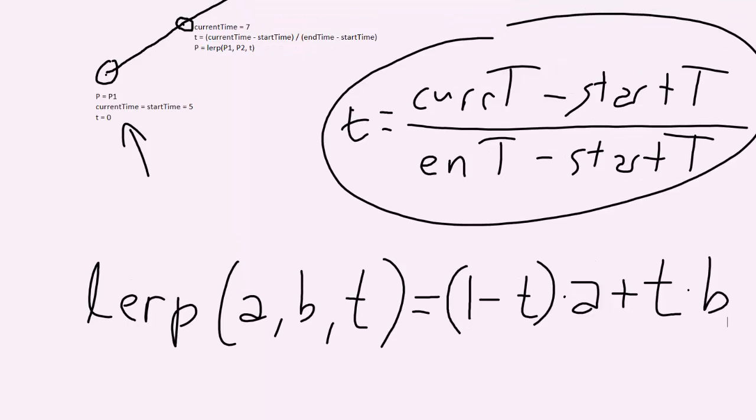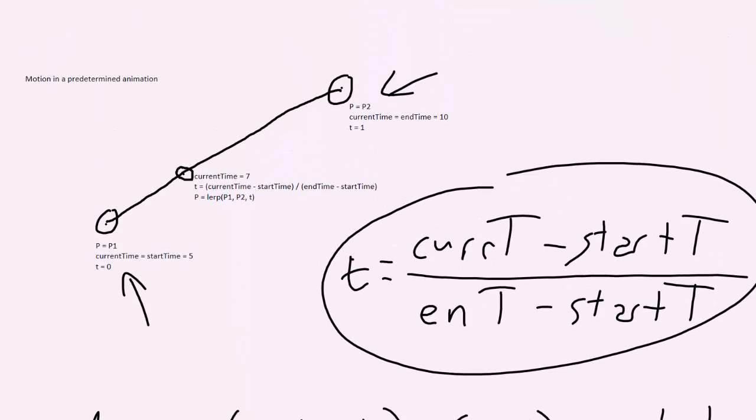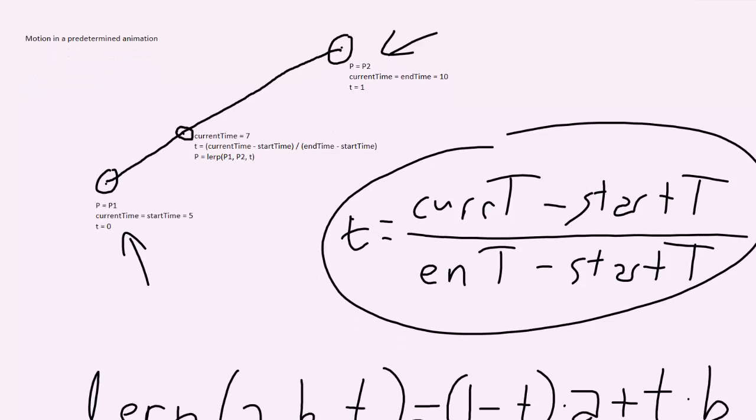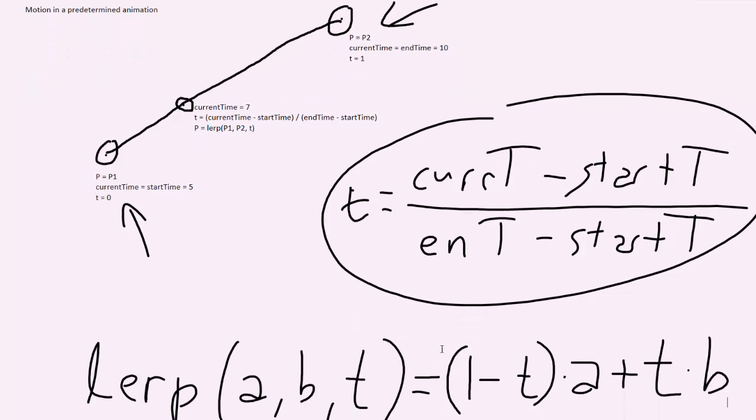So in this motion example here, if t equals the current time minus start time, that's 0 at the beginning, divided by end time minus start time, so the whole thing is 1 at the end. We could take a weighted average between the points using this parameter, using this formula for the linear interpolation, and that will give us a motion which starts here at the time 0 and ends here at the time 1, or at the parameter 1.